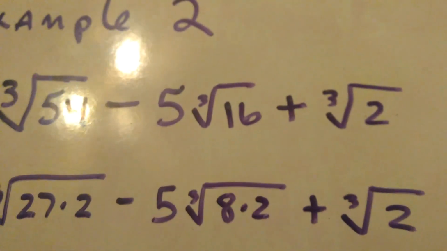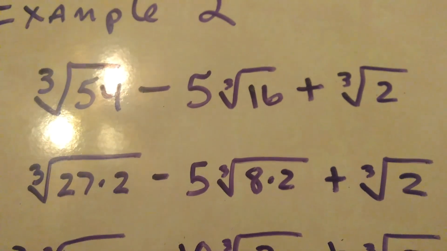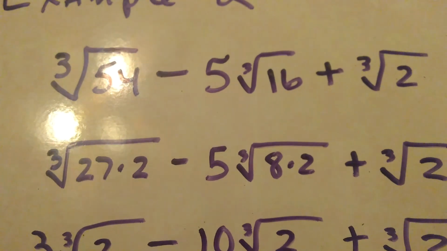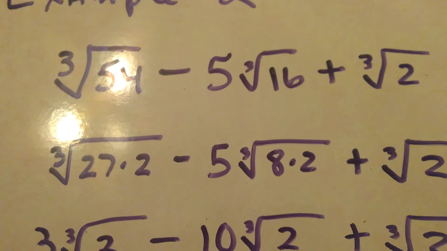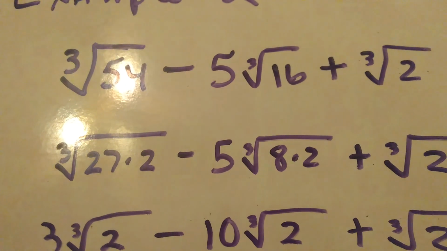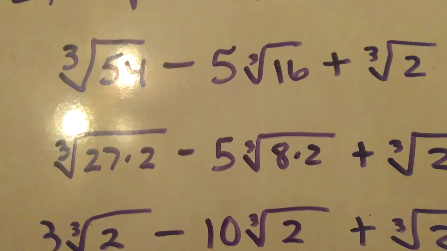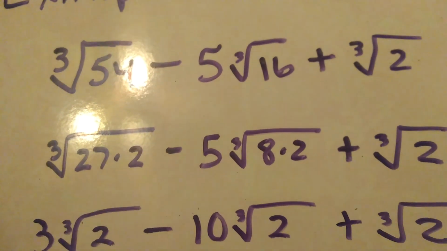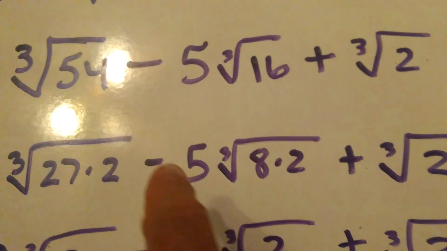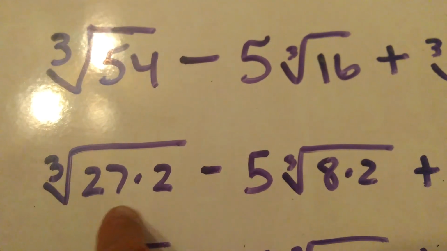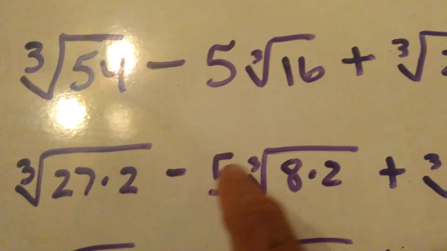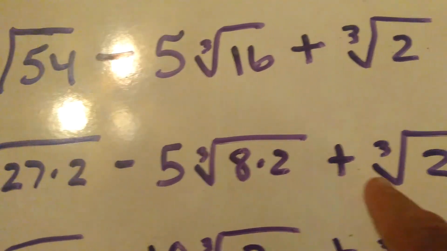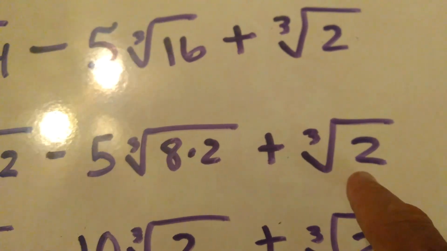Second problem here deals with cube roots. And we have to know our perfect cubes. We have to know that 8 is a perfect cube, 27 is a perfect cube, 64 is a perfect cube, 125 is a perfect cube. So we go through the same thing. 54 becomes 27 times 2 because 27 is a perfect cube. 16 becomes 8 times 2 because it's a perfect cube. And of course this is irreducible.